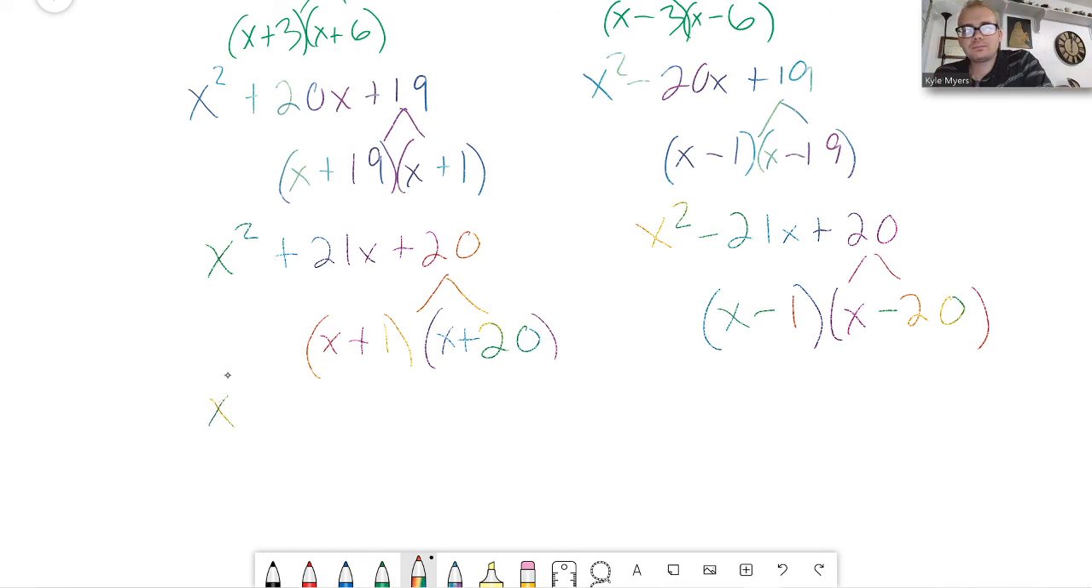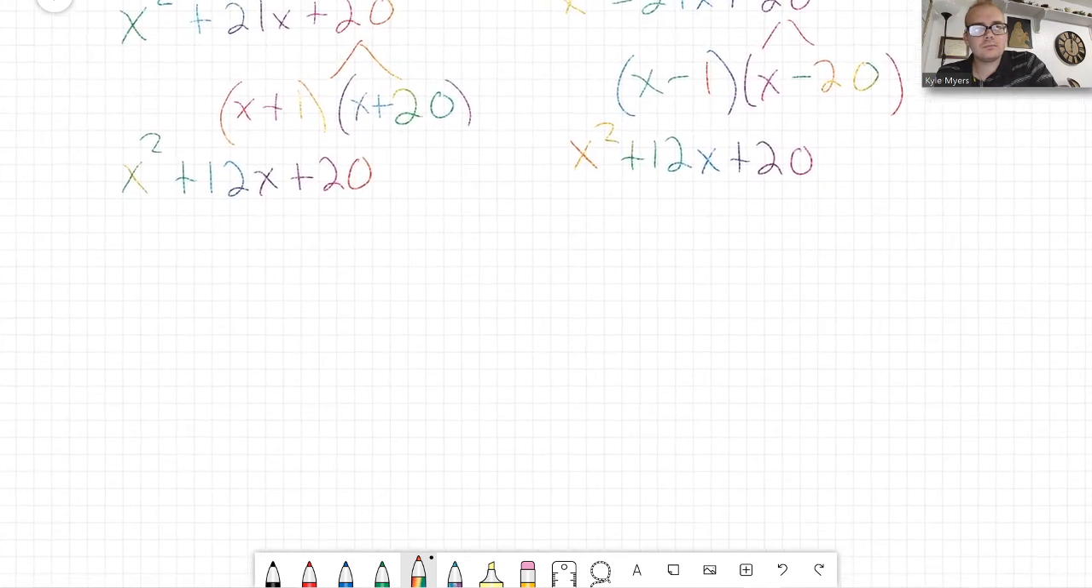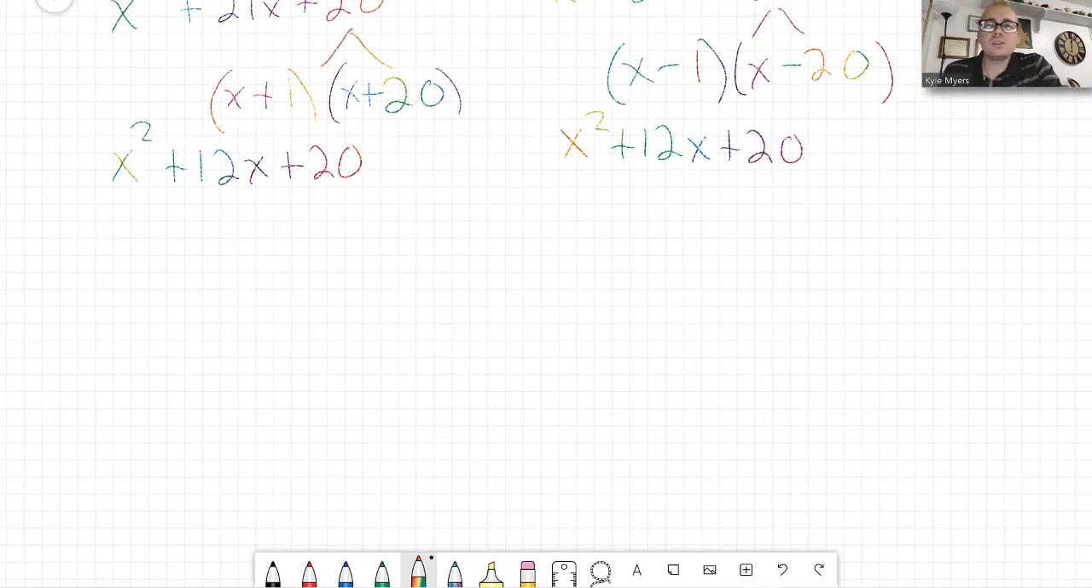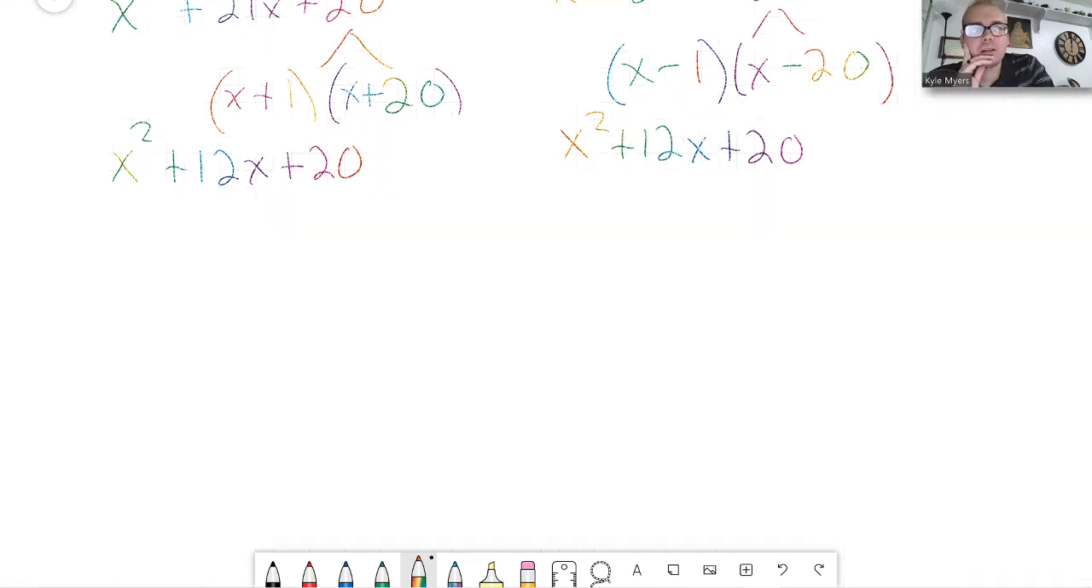Next up, let's see, 20 is 2 times 10, so x squared plus 12x plus 20. Move this up. 20 is 2 times 10, like I was saying earlier. This would need to be a minus. Get all of our bases covered here. Minus, minus, and plus, plus.